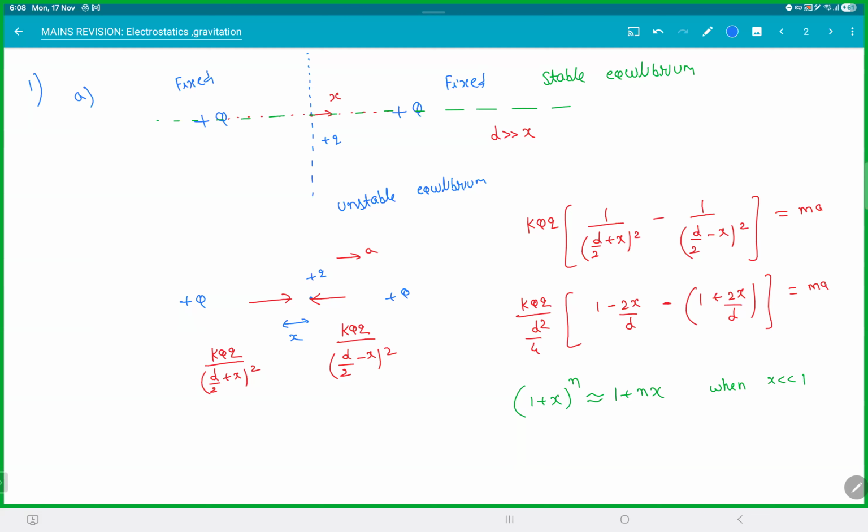You will end up with 4Q by d cube, that will become 8, that will become m with a minus sign, equal to acceleration. This is your omega square. Time period is 2 pi by omega. Check.